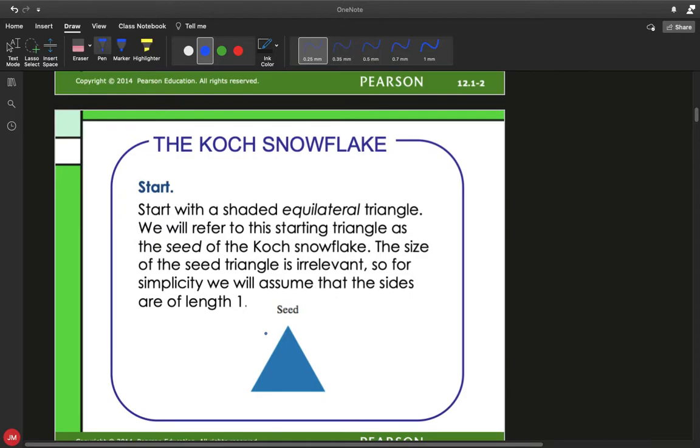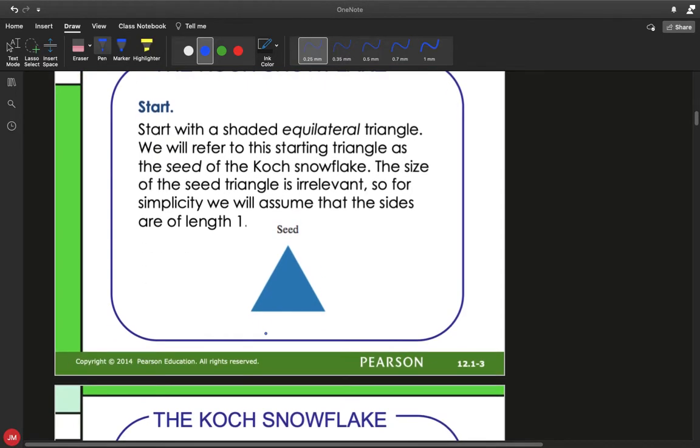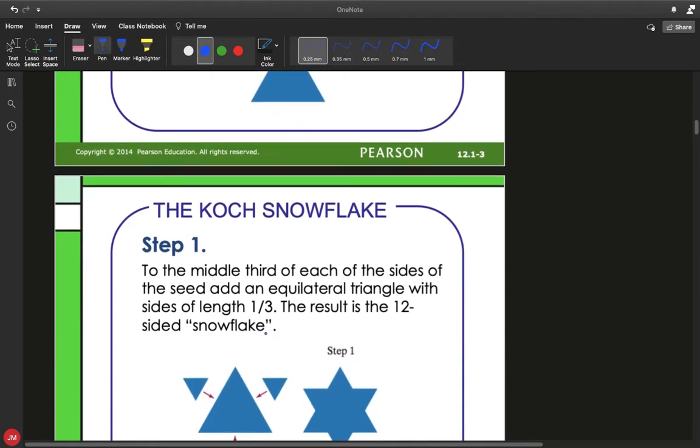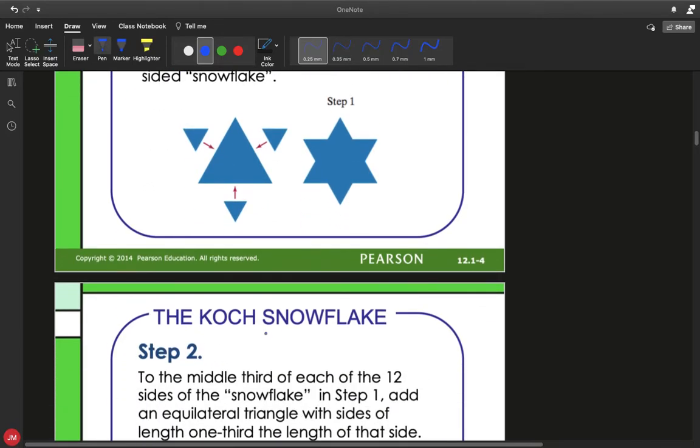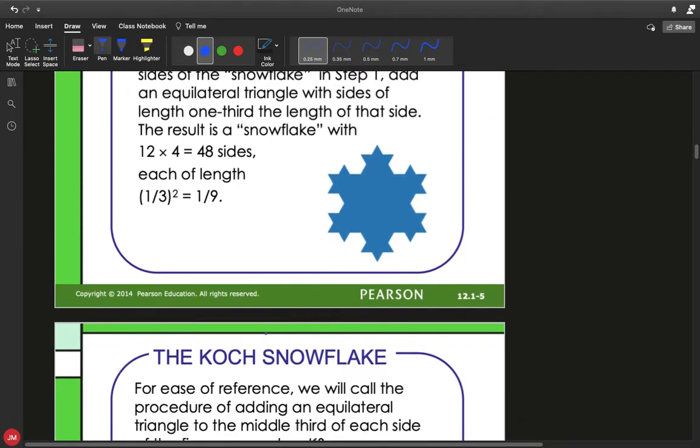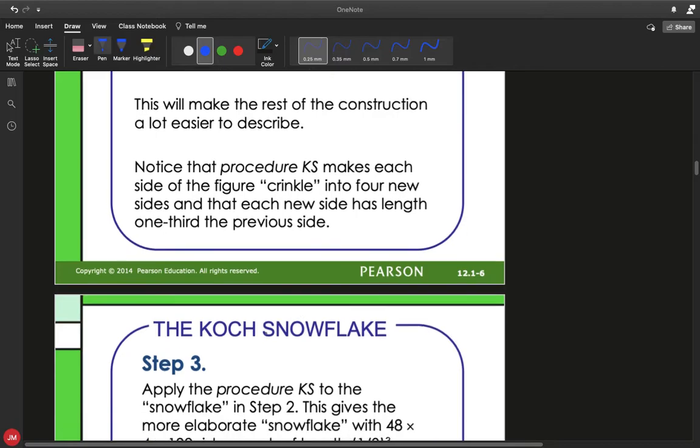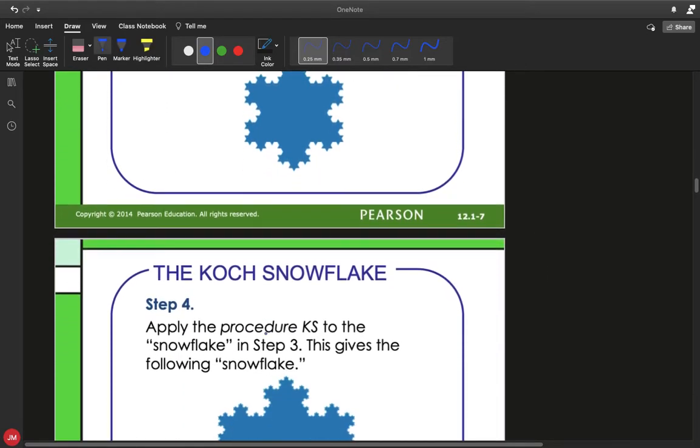Now I'm going to go ahead and skip over these slides. These are obviously talking you through how to create the snowflake, which is what we did in class together. But if you ever need to go back and remember how to create the snowflake, those would be some good slides to go back and take a look at.